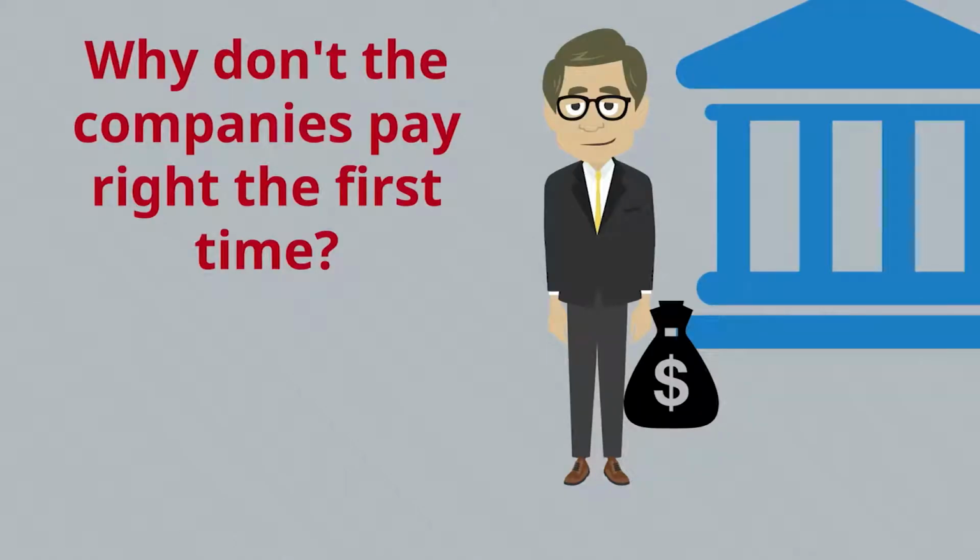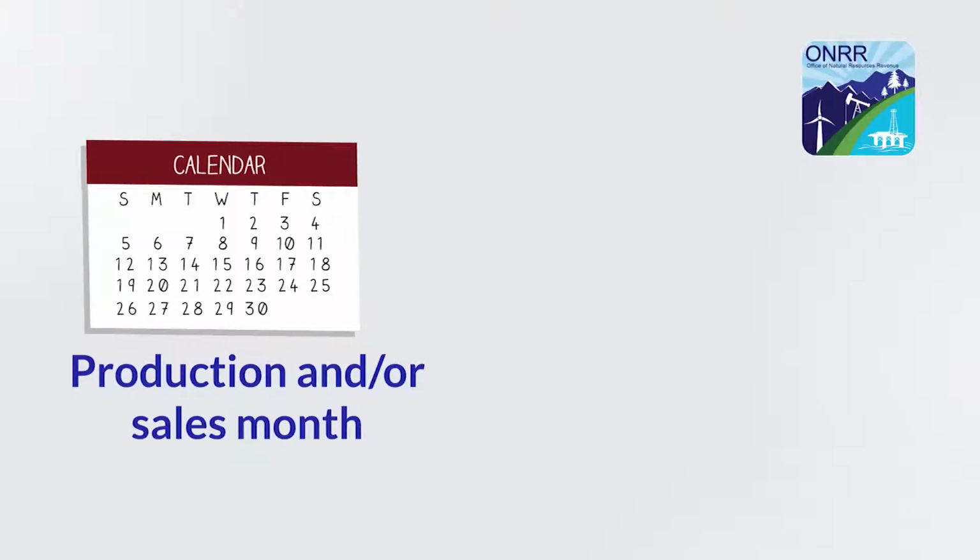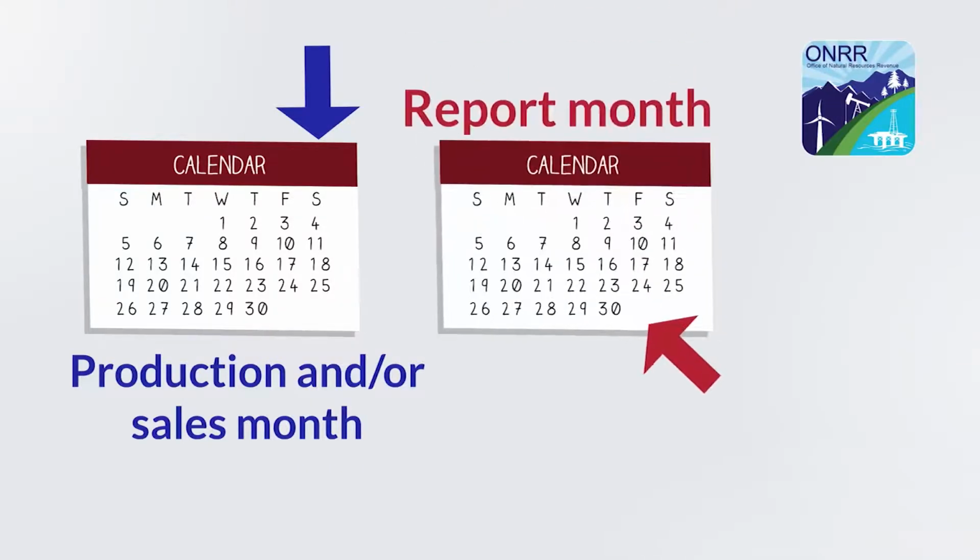Why don't the companies pay right the first time? Can you make them? Companies have until the last day of the month following the month product was sold or removed from the lease to report and pay royalties. There is a production and/or sales month, then a report month.